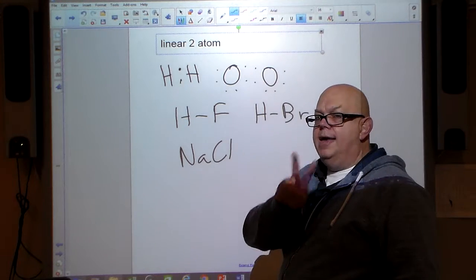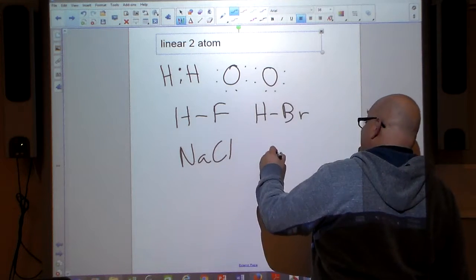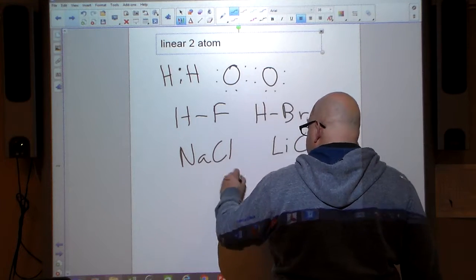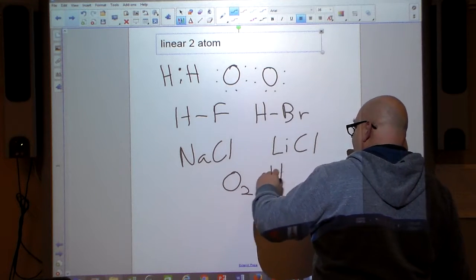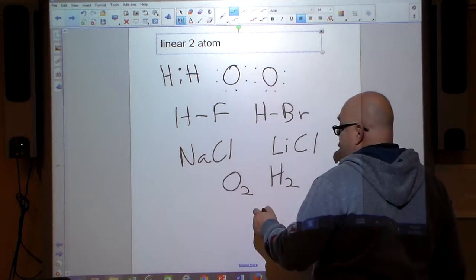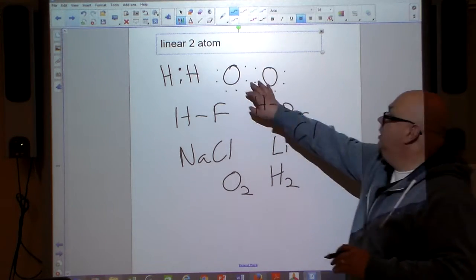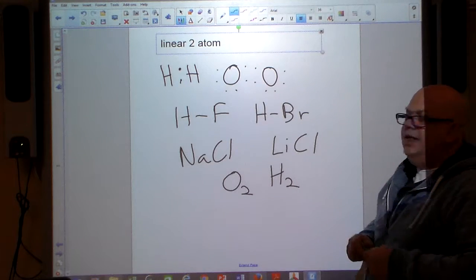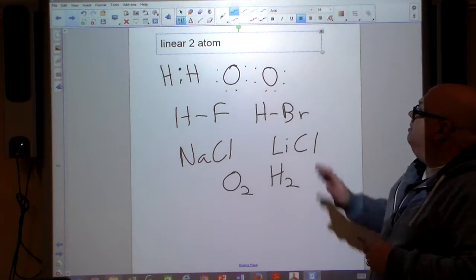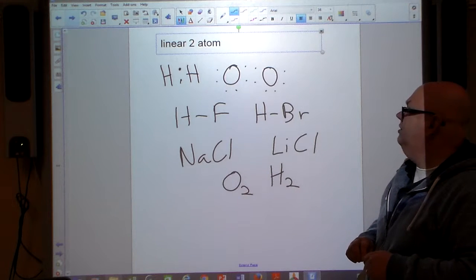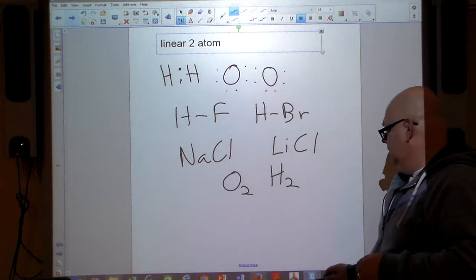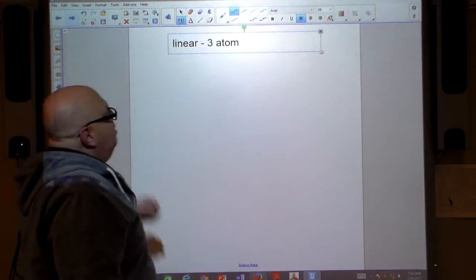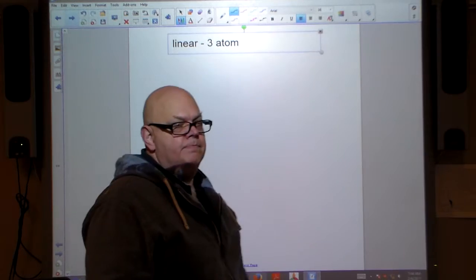Anytime you have 2 atoms together, it could be the same or it could be something different. So we can look at O2, we can look at H2, okay? All those here. Now you may notice I used some dot diagrams up here, which will be a subject of another video. But anyways, this is what the 2 atom linear molecule looks like. Okay, so anytime you got 2 atoms, automatically linear. Now, what about the linear 3 atom?